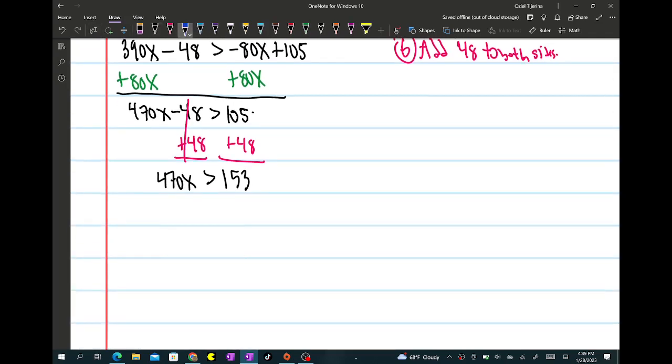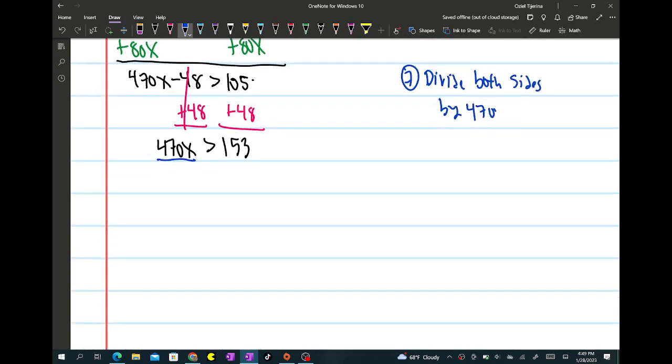And then lastly, divide both sides by 470. So this would be divided by 470, divided by 470. And of course, if you have a calculator, you can always see what that is reduced as a fraction. Some of these don't reduce, so then your answer will be x is greater than 153 over 470.